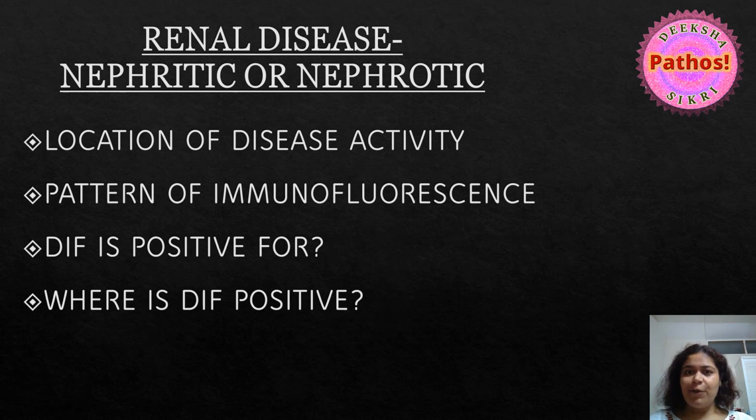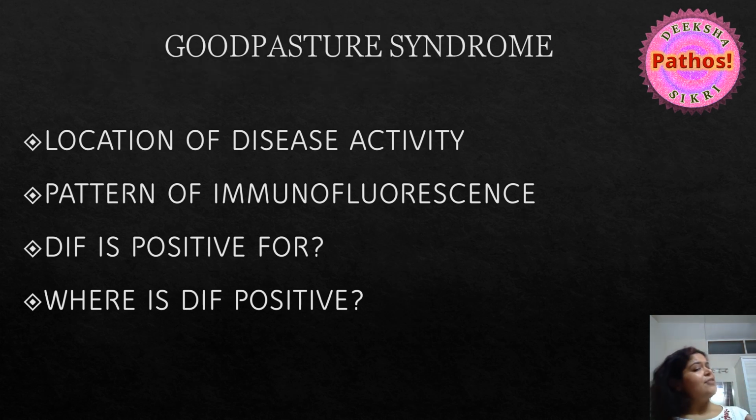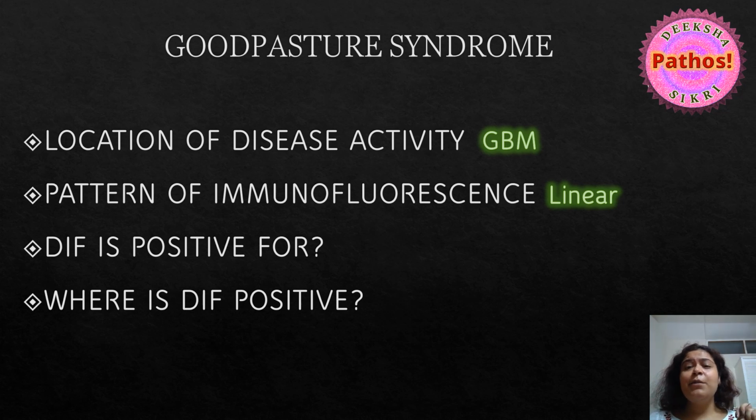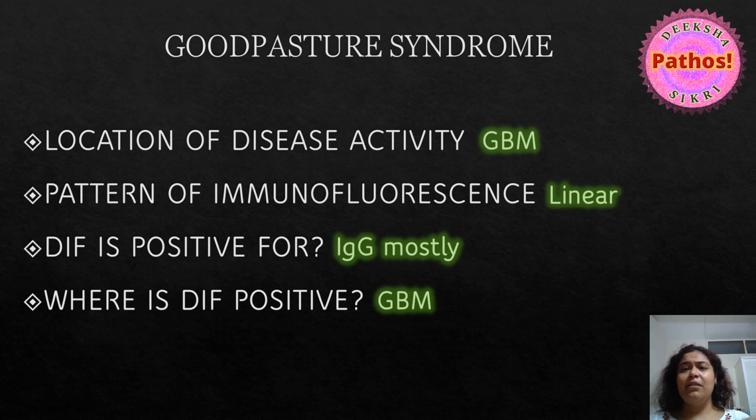Now let's quickly revise a few cases. If it's Goodpasture syndrome, the location of disease activity is GBM. The pattern of immunofluorescence will be linear. The direct immunofluorescence will be positive for IgG mostly. And where is it going to be positive? Along the capillary, the basement membrane, glomerular basement membrane, linear pattern.